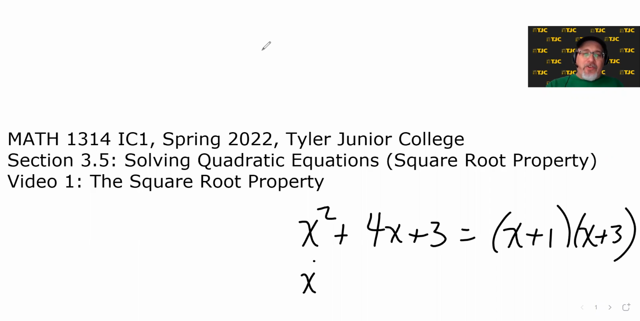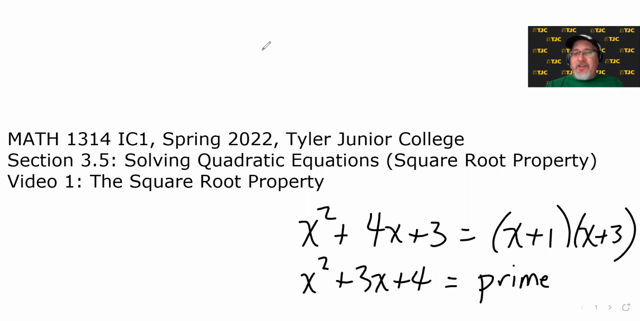But if I simply reverse the 3 and the 4, this is prime, which is a fancy way of saying it will not factor. You can try to factor it and you'll fail. And I forgot to mention on the first factoring example, if you wanted to check it, you could just multiply this out using FOIL, and you would find out that you would get x squared plus 4x plus 3. But the bottom one will not factor. And therefore, if you were trying to solve by factoring, you'd be stuck.